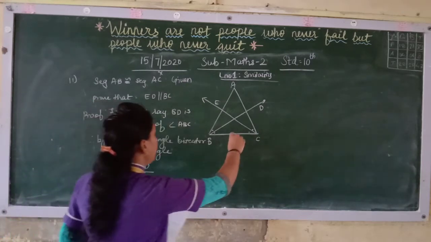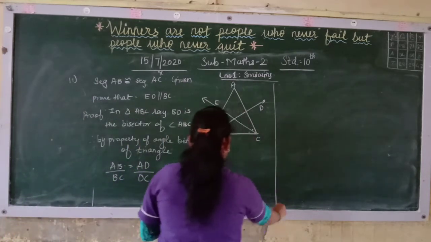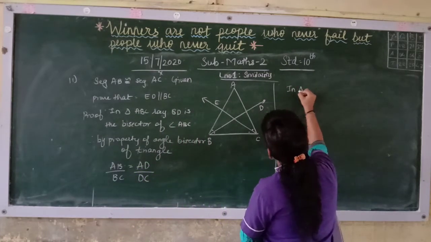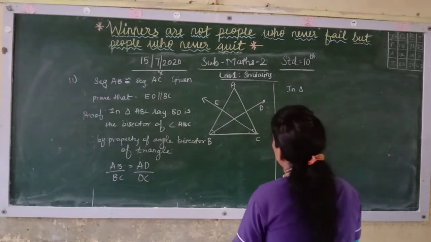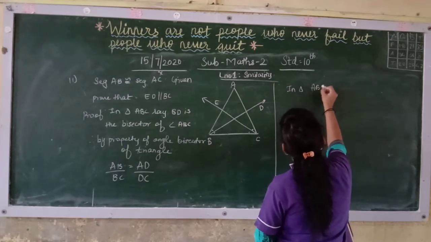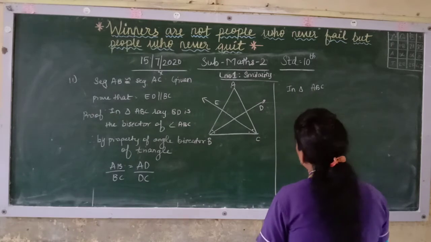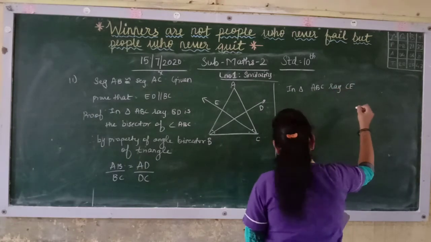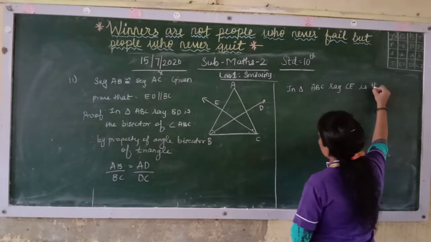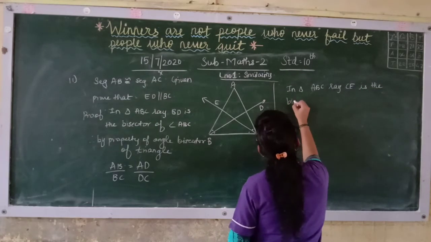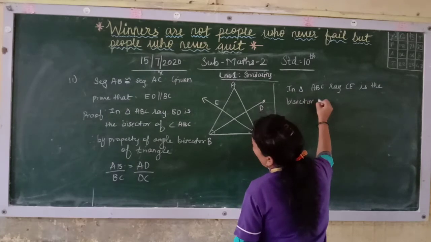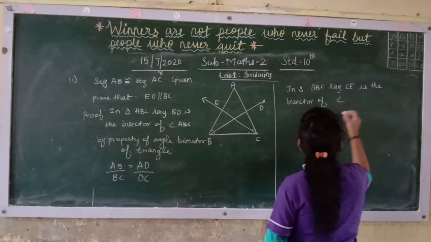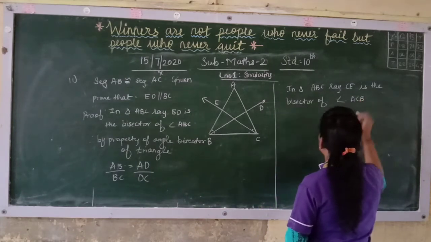Now on this side, in triangle ABC, this time ray CE is the bisector of angle ACB.